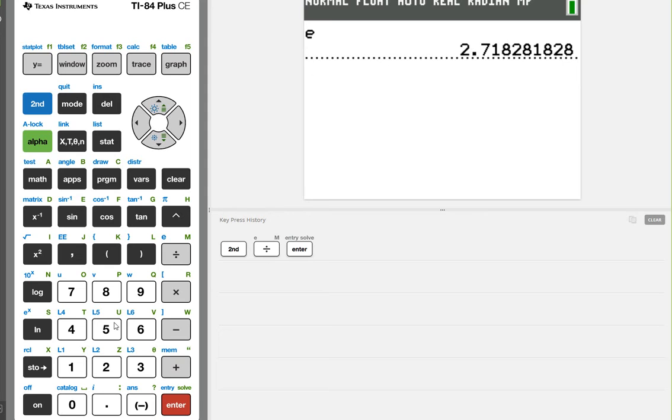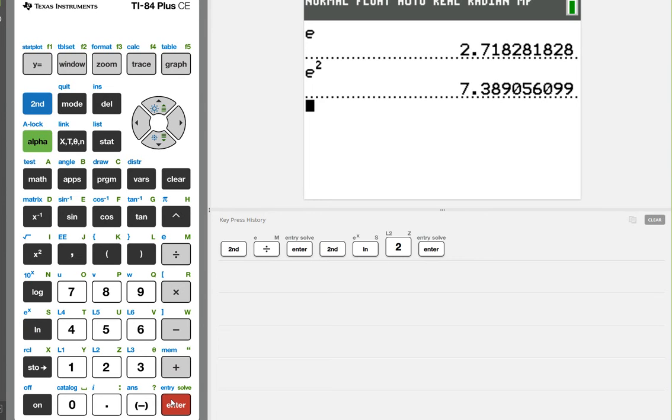Let's try and get comfortable with e in another way. For instance, I could do e squared a couple ways. I could hit the second key and then hit the ln key and do e to the second power. Okay, so we get various powers of e. And let's turn our attention to the handout.